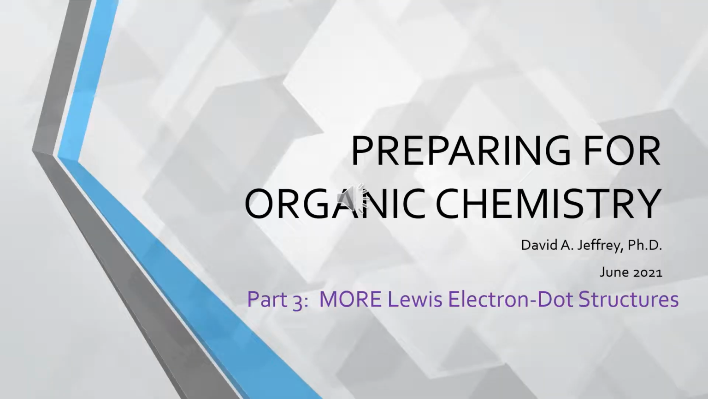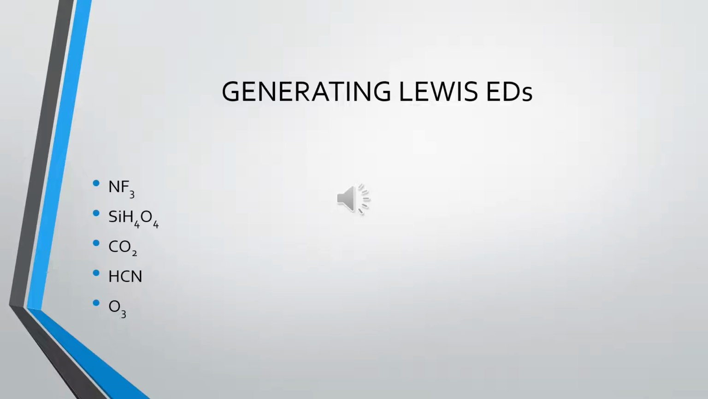In this third video installment of preparing for organic chemistry, we continue with Lewis electron-dot structures, and I teach you how to generate valid and complete Lewis electron-dot structures. So these are the 5 formulas that we're going to develop valid and complete Lewis electron-dot structures for. Let's get started. But before we do, I need to caution you.